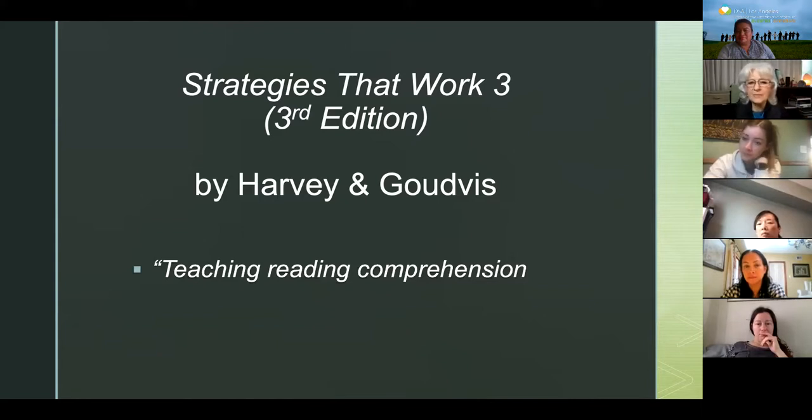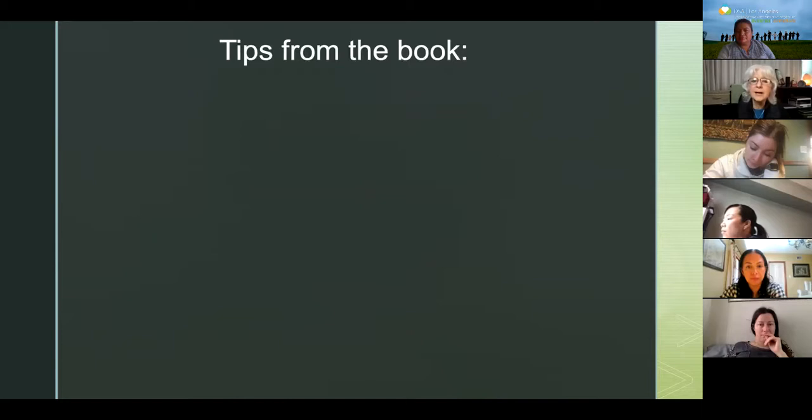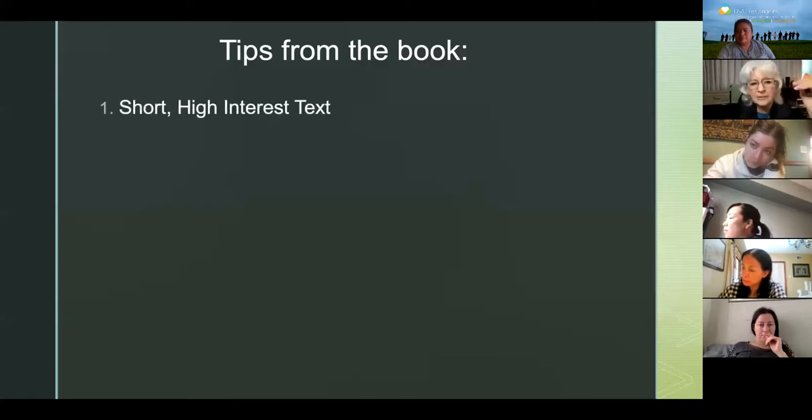All right. And this is my favorite quote from them, and they're talking about inferential: teaching reading comprehension is mostly about teaching thinking. That takes time. We do it little by little by little. But here's some tips from the book. And I think the book costs about $30, something like that, because it's huge.